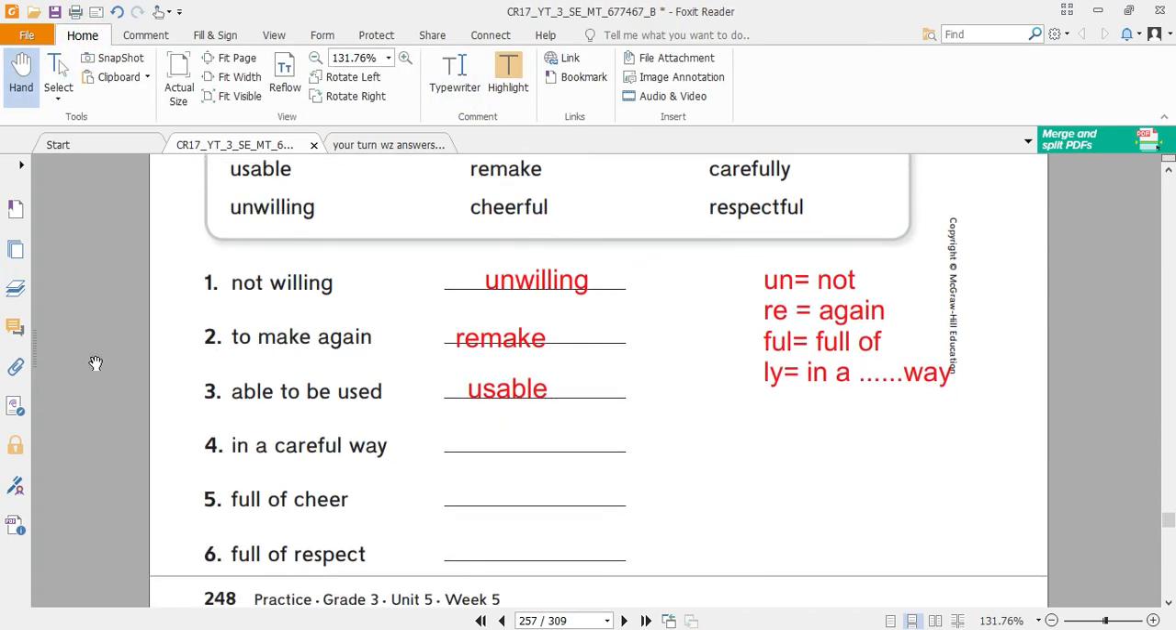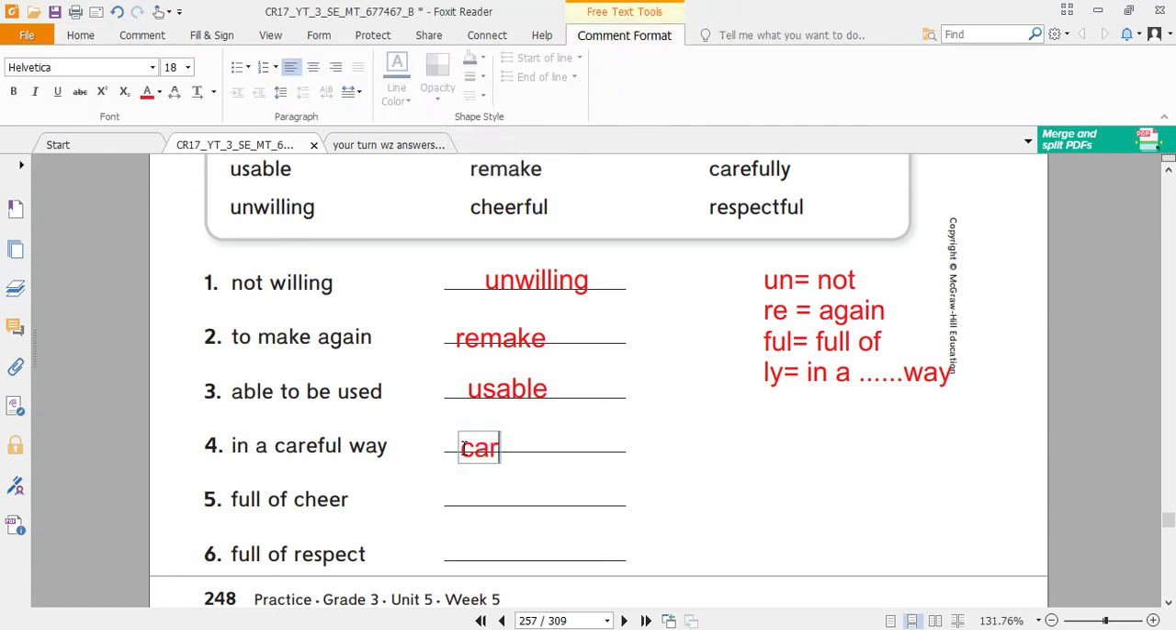Number 4, in a careful way, carefully. Number 5, full of cheer, cheerful. And number 6, full of respect, respectful.